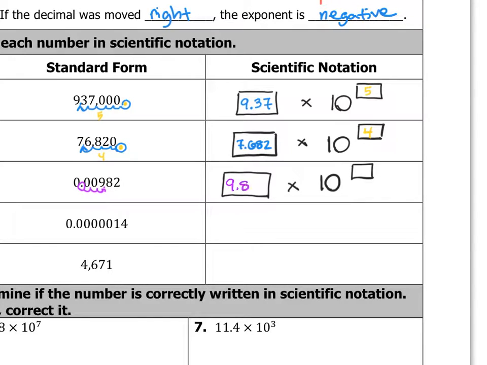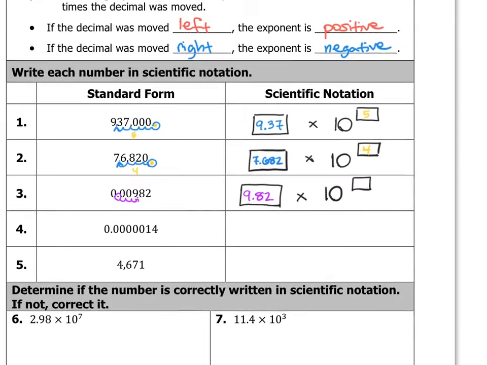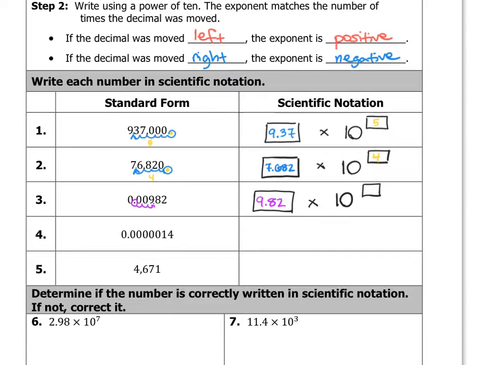But because I moved it to the right 3 spaces, then I'm going to have a negative 3 as my exponent. So it's 9.82 times 10 to the negative third.